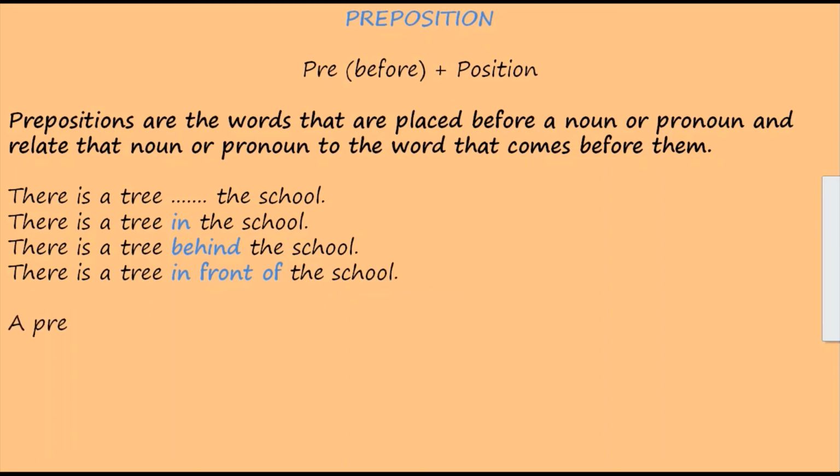So in the following examples, what do we find? In the first example, we see that there is a tree dash the school. So there is no relation between the tree and the school. We cannot connect these two because both of them are part of this sentence, but they don't have any relation. And if we put a word in between these two words, as in the second example, there is a tree in the school. Now there is a relationship between these two.